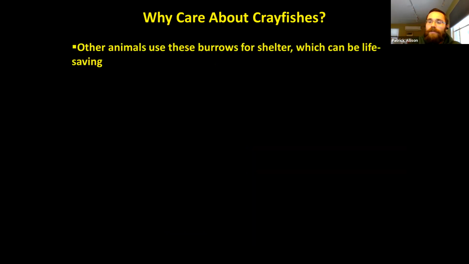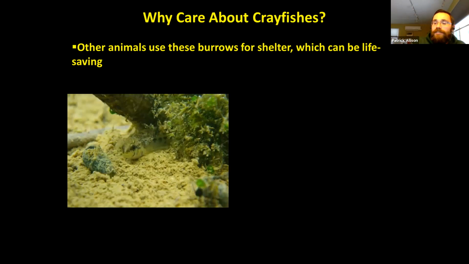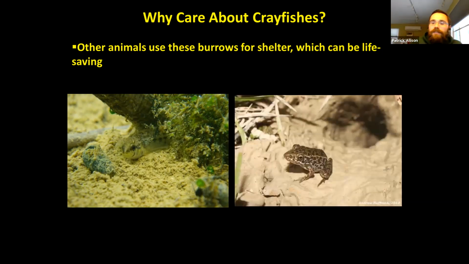Now, this is important because other animals are going to be using these burrows for shelter, which can be life-saving. You have fish in the streams that are going to be hiding underneath and in crayfish burrows that are excavated under rocks. You'll get aquatic insects, snails, etc. All these animals are going to be using these burrows for shelter within the stream. But then we also have the crayfish burrows that are on land. These burrows are extremely important primarily for amphibians, reptiles, and insects.